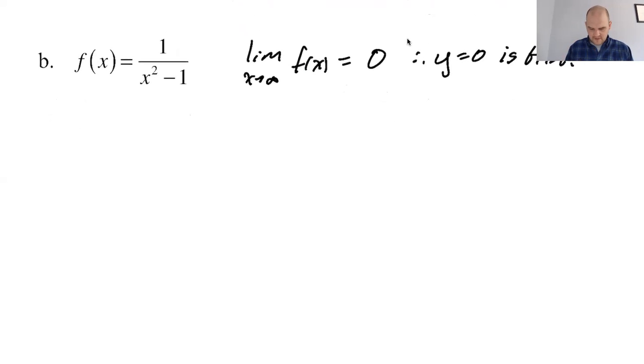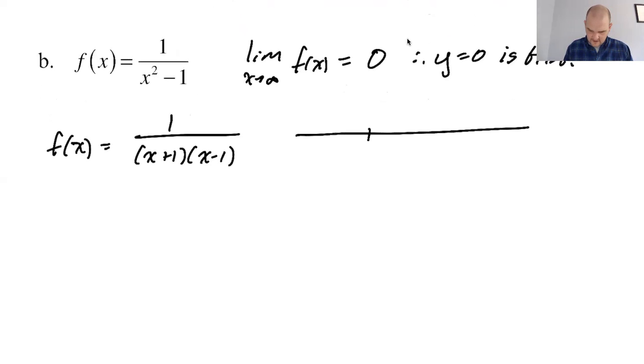Vertical asymptotes, we want to factor f of x. That's 1 over (x plus 1)(x minus 1). We want a sign chart for this. So -1 and 1. It's a sign chart for f. Negative a billion gives me negative times negative is positive, so positive. Everything is first degree, so we're going to alternate as we go through.